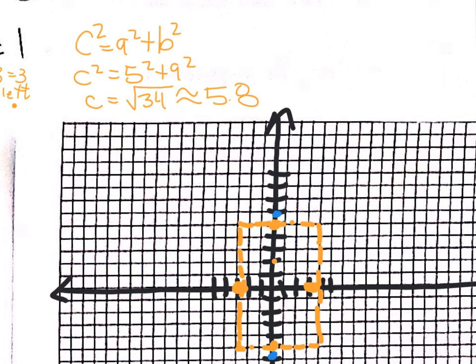C squared equals a squared plus b squared, so I'm solving, and c ends up being the square root of 34, which is about 5.8, and I needed that decimal because I needed to know where to draw it. So if we look, here's 1, 2, 3, 4, 5, and then 6 would be right here, so right here this would be our focal point.